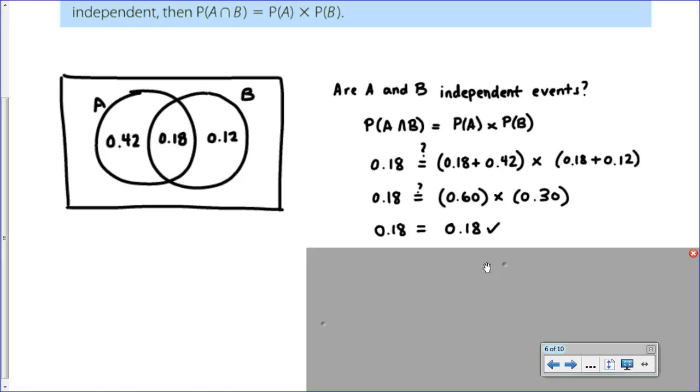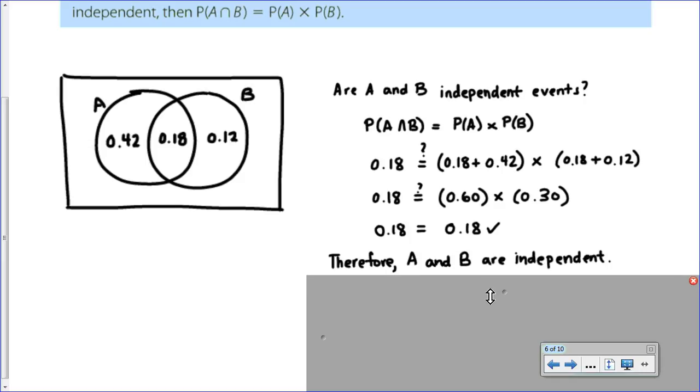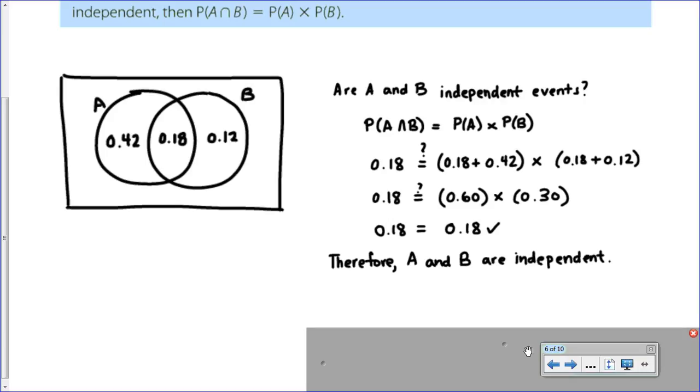But if any one of those numbers had been slightly different, the events wouldn't be independent. So you can't tell by looking at it. You have to evaluate the formula to check if two events are independent.